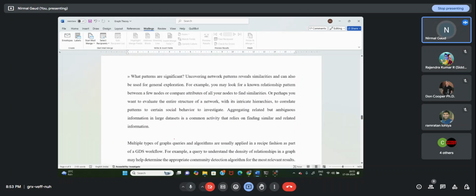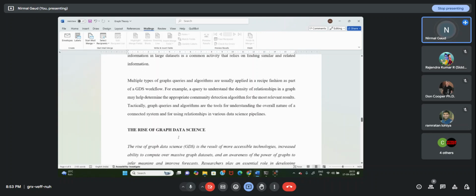Okay, pattern is very significant because that's what we search for in data science or machine learning. We uncover the network patterns. We try to reveal the similarities in the points. That's why we explore our data. It's called data exploration. We try to find the patterns and relationships in the points. We try to find the similarity in the points. Okay, so that's what we do. So there also graph theory is important.